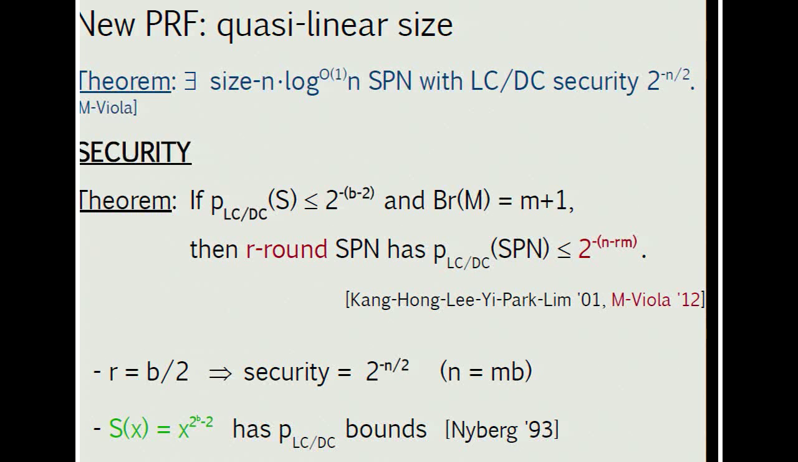Their work only shows this for two-round SPNs, so we in fact extend it to SPNs with R rounds and show that you still have exponential security, provided that the number of rounds does not grow too quickly compared to the S-box. In particular, if the number of rounds is half the size of the S-box, then the security is 2 to the minus n over 2. Again, note that the S-box we're using does have these good linear and differential cryptanalysis bounds. So plugging the parameters into this theorem, we get that our construction has exponential security.